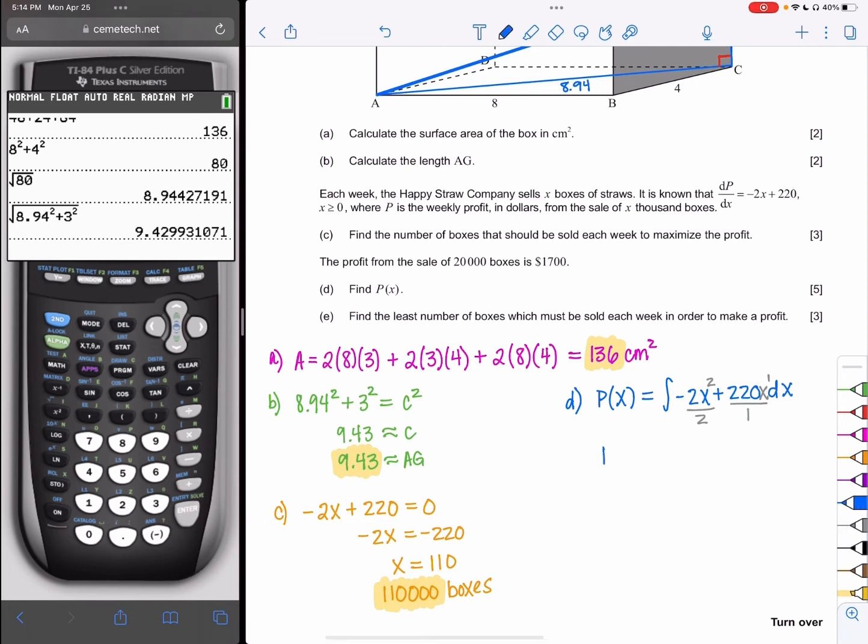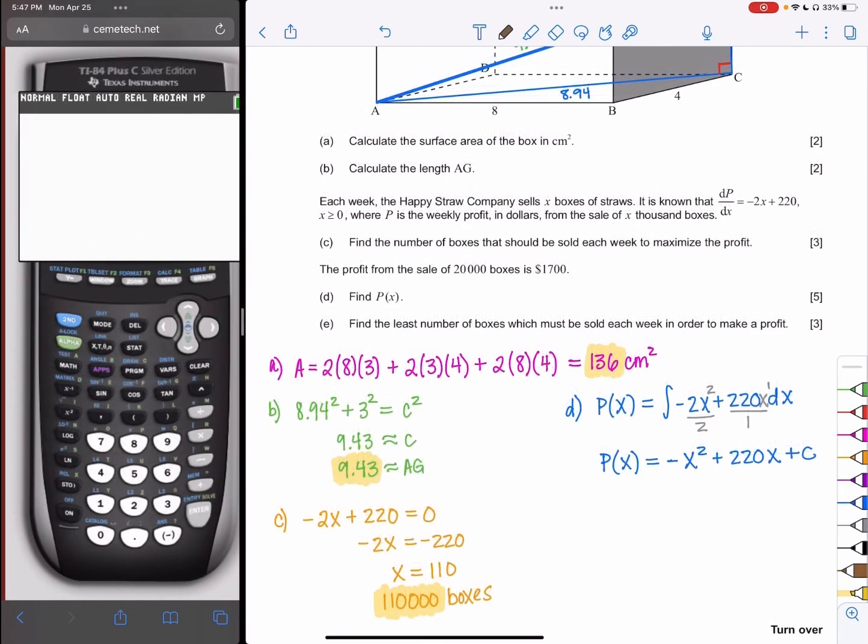So my P of X is going to end up being equal to negative x squared plus 220x plus C. We have to put plus C here because when we take a derivative of a constant, it's just zero. So the integration of a constant is just what we call C.